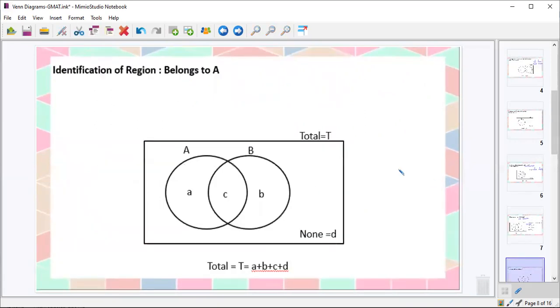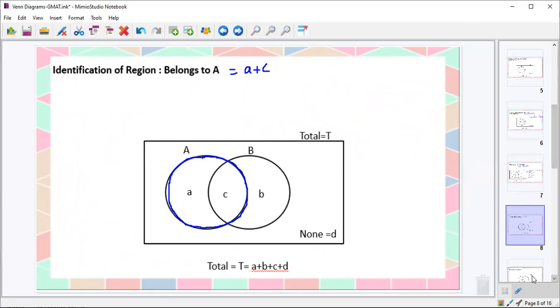Now I'm going to take you through some statements which you might come across in the question, and we are going to identify the region which can be defined by those statements. Okay, so the first statement is belongs to A. When I say belongs to A, I am talking about the circle. This is the entire circle that belongs to A. So belongs to A will be this entire circle, and the regions enclosed are going to be A plus C.